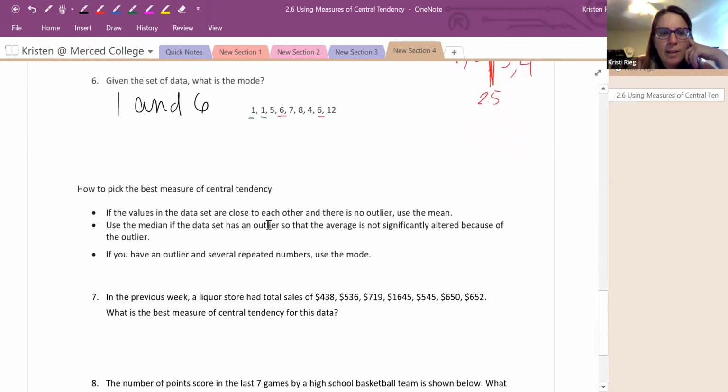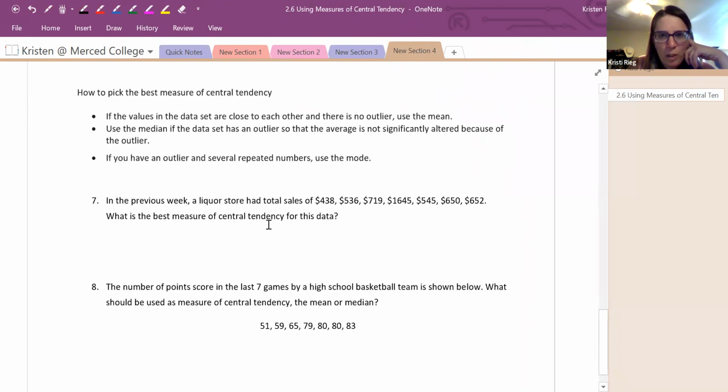All right, last little bit is which one's better of all the 3 things we talked about. So if the data values are close together and there's no outlier, there's no number outside that's kind of far away from the other numbers, then we're going to use the mean.